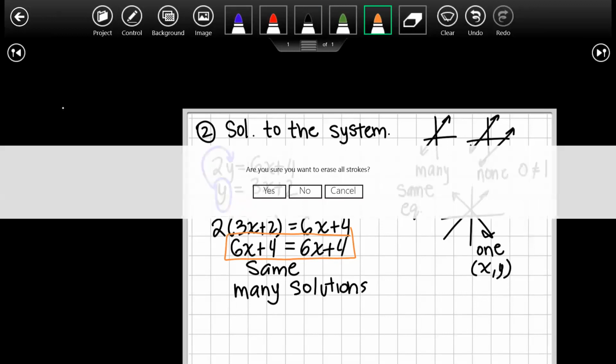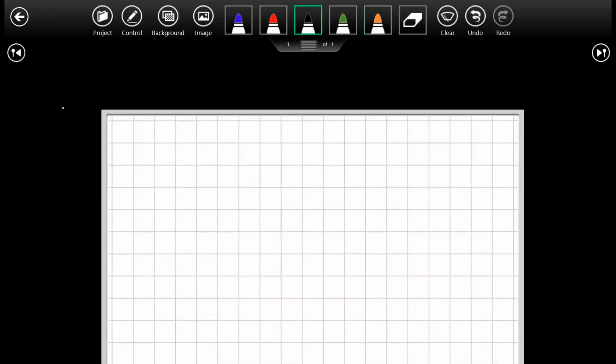Our third problem is going to be negative x minus 3y. Basically, it's asking us to solve the solution using elimination.